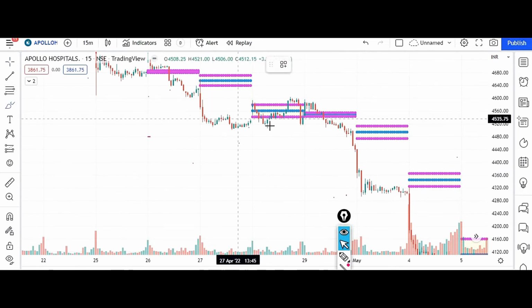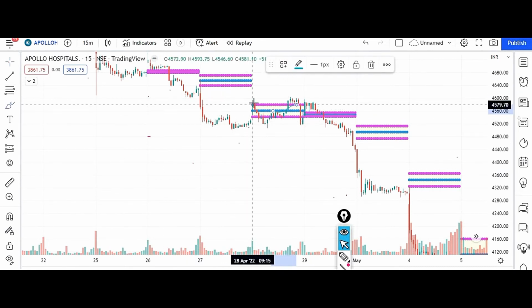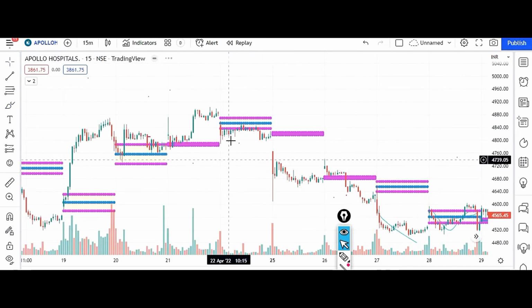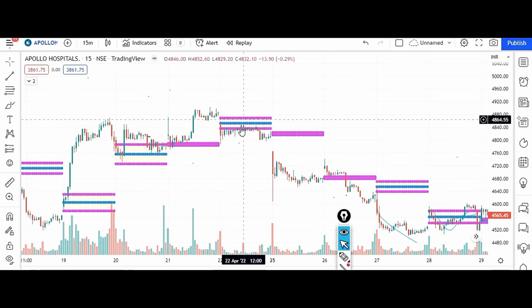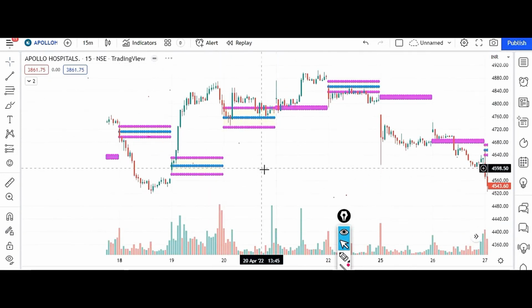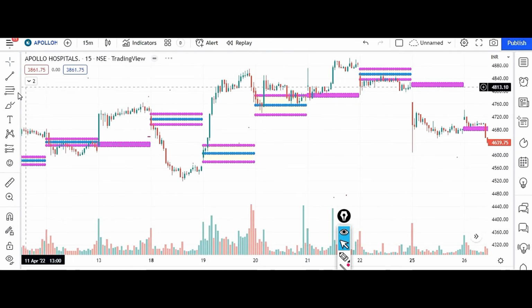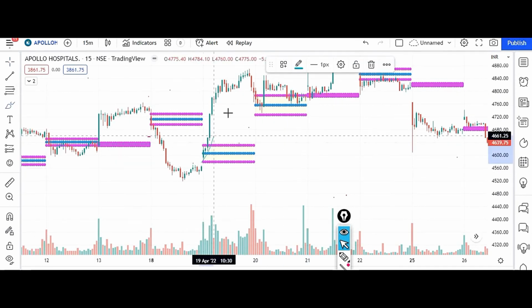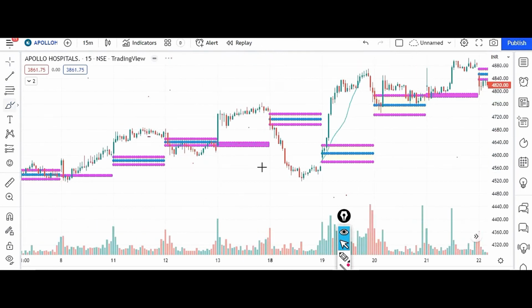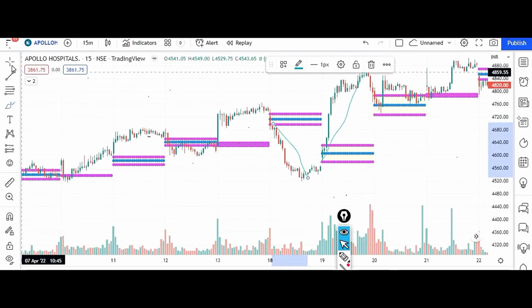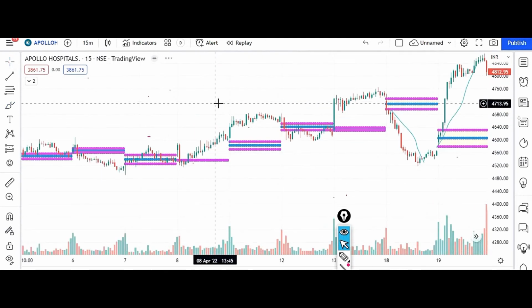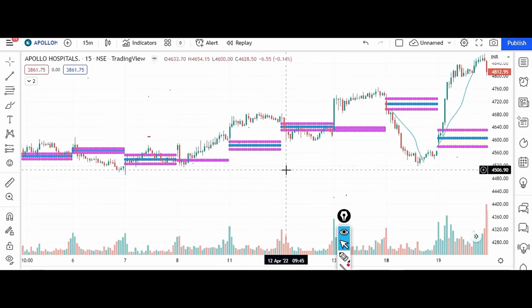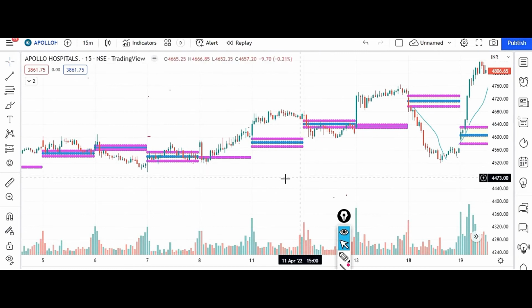Here the price is in consolidation and it will break inside this level. Here you see rejected and fell. Here consolidation, but price holds this level. You see the breakout, big breakout. Here also trending downside. It can be trending or it can be breakout to reversal. Sorry, breakout to trending and reversal.